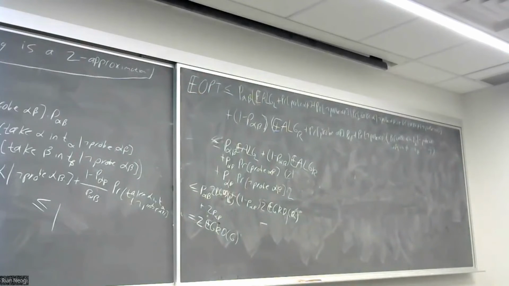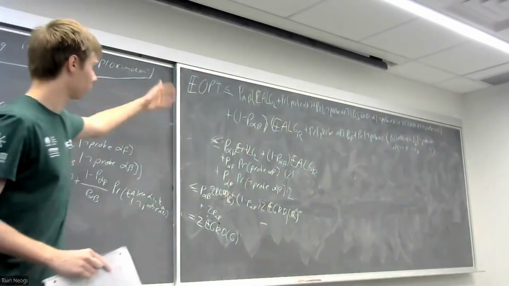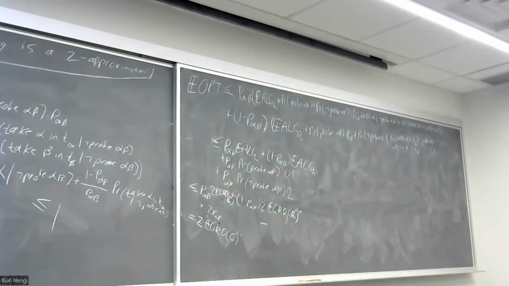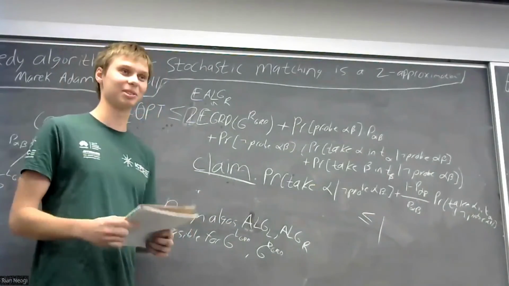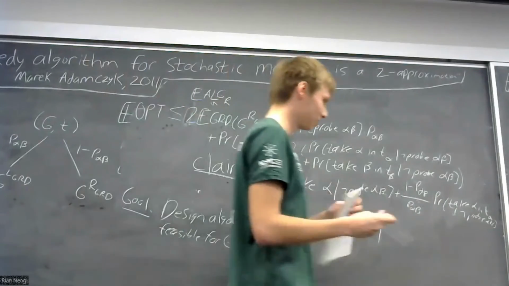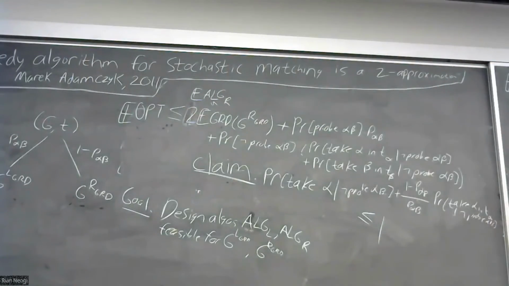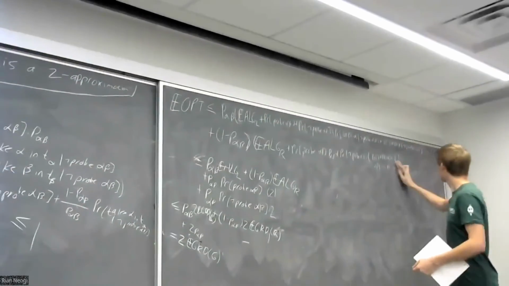So given this claim, that's it. Greedy is a 2 approximation. But the interesting thing is we haven't used anything about the greedy algorithm yet. This holds for any algorithm so far. So hopefully in this claim we'll use that it's greedy, or else we've shown something kind of concerning. I'll get rid of this because it's just rearranging.